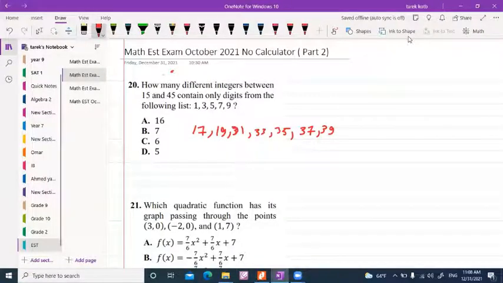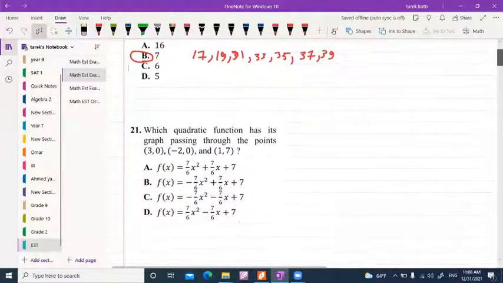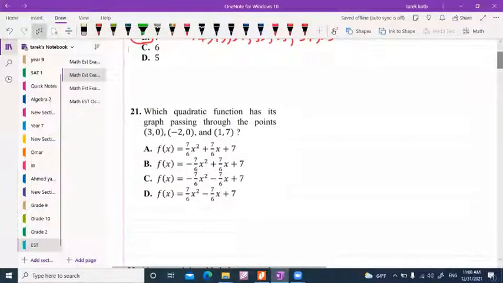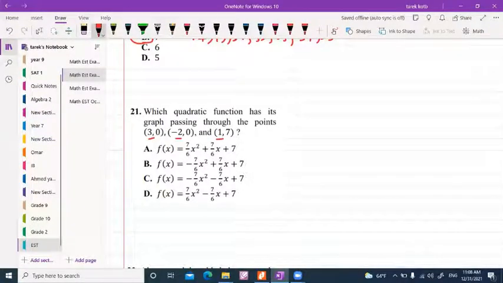Number 21. Which quadratic function has its graph passing through these 3 points? Here we have to follow the plug-in technique. You have to try each one of these functions with x equals 3 and try to find the y. If it is 0, it's okay. So you have to test them all with the 3 points. So the answer will be number B.